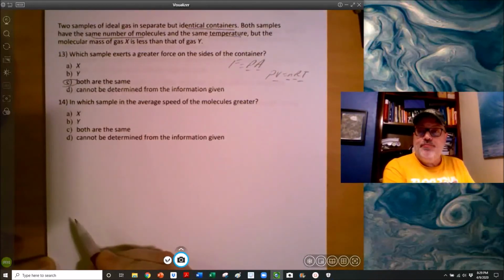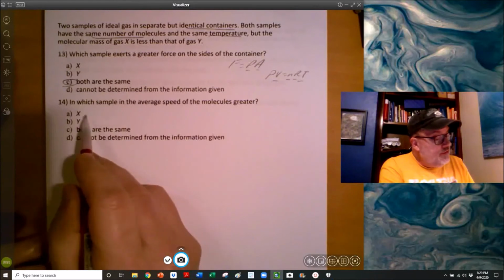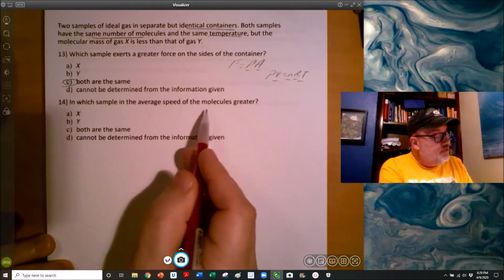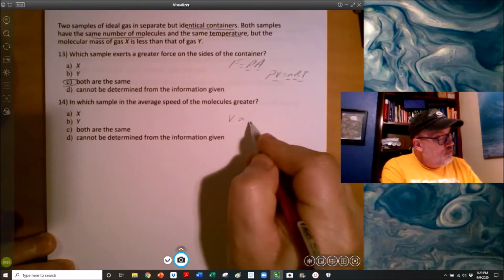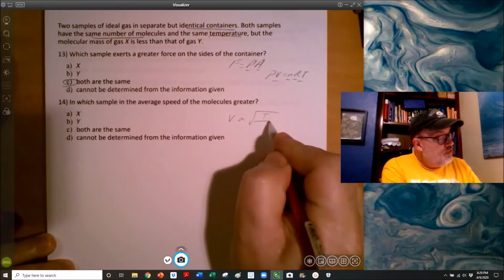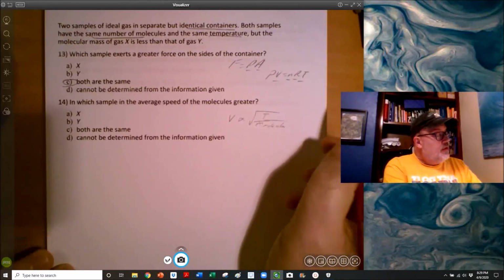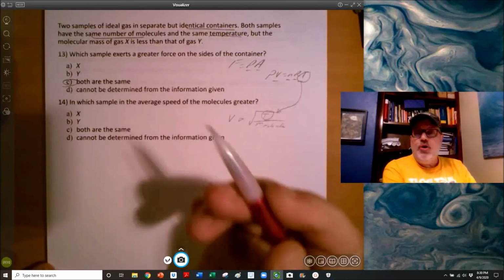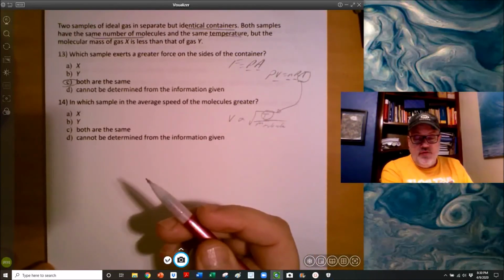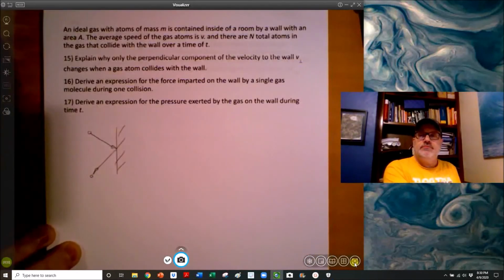There we go. Our second question, question 14, says, in which sample is the average speed of the molecules greater? Remember that velocity is proportional to the square root of the temperature over the mass of the molecules. All right, and we just established that the temperature is the same in both of the gases, so therefore the speeds are both the same as well. That was too easy. Problem 15 will challenge us a bit more.